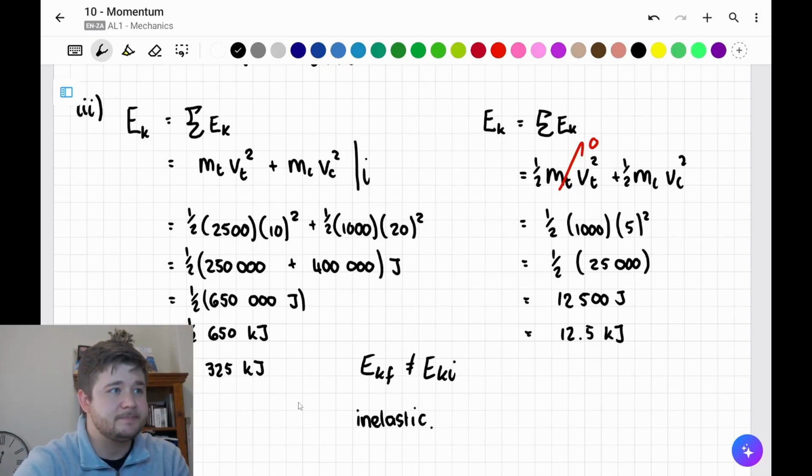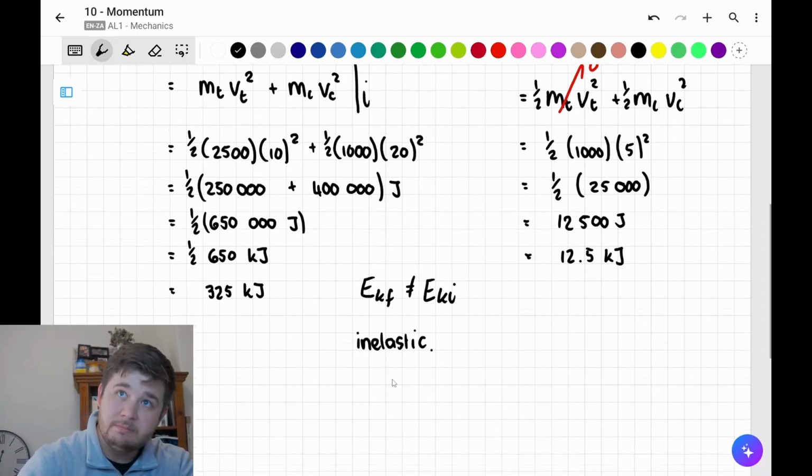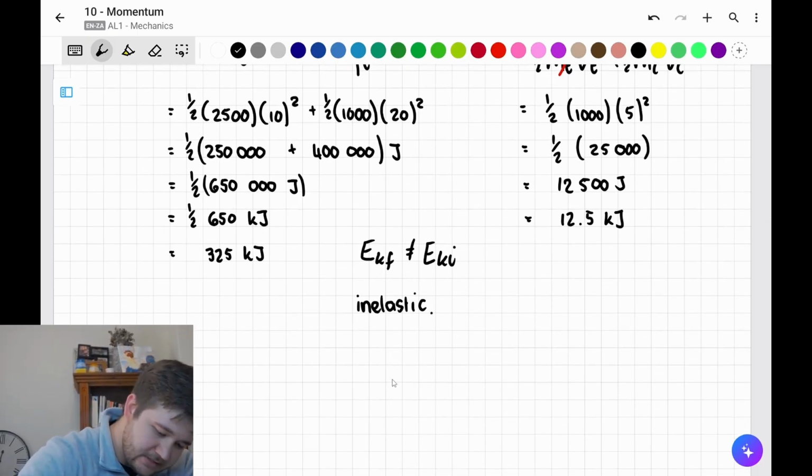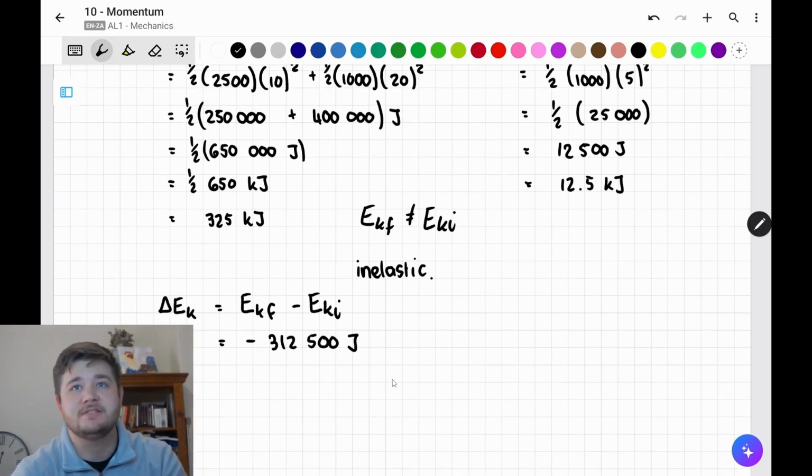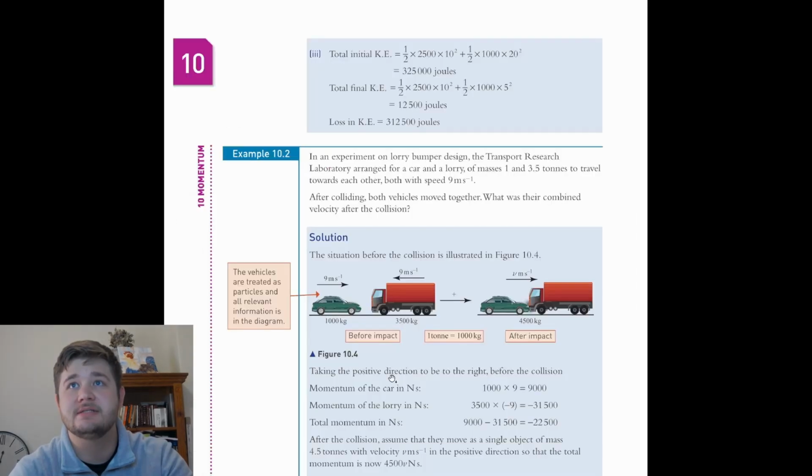Okay, moving on. One final thing, we must just also find the difference. They wanted the change in kinetic energy, which in this case is 325 minus 12.5, or more correctly, the final minus the initial, which in this case is negative 312,500 joules. Okay, moving on to the next example.